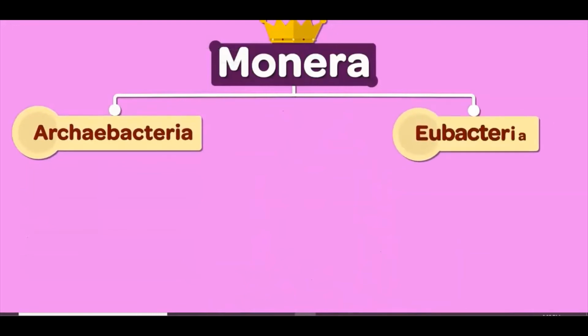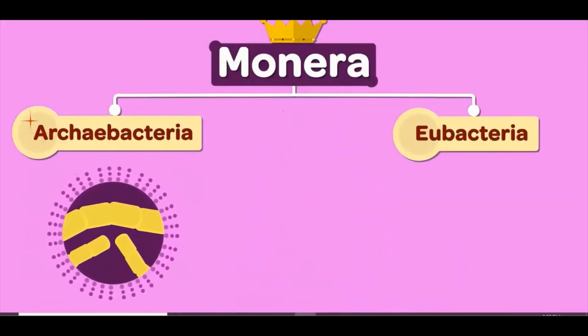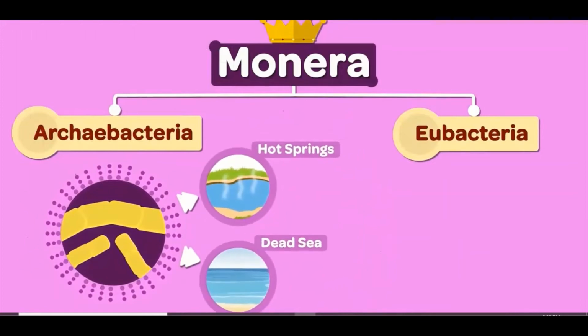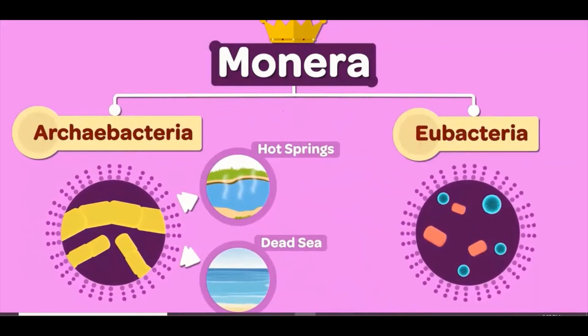Subtypes of this class include archaea bacteria and eubacteria. Archaea are the most primitive forms found even in extreme environmental conditions like hot springs and the Dead Sea. Eubacteria are the true forms of bacteria that are present everywhere around us. These are the beneficial ones as well as the harmful parasitic ones. So, all the bacteria in general are included in the kingdom Monera.